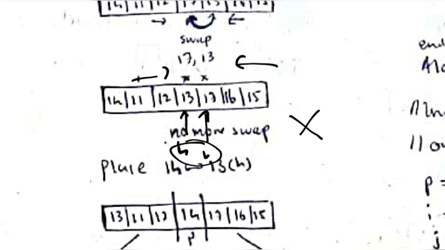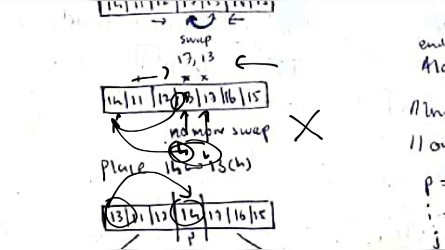When H becomes less than L, at that time we'll perform no more swaps, and we'll exchange the position of H with the pivot value. So 13 will be placed in the pivot position, which is 14. So 13 is here, and 14 will be placed in the H position, which is in the place of 13.